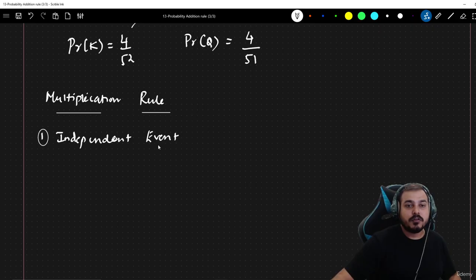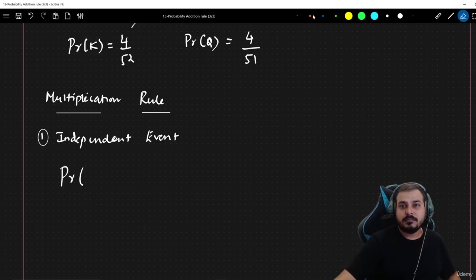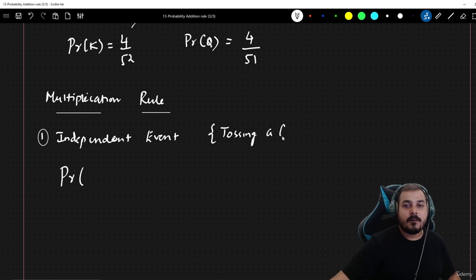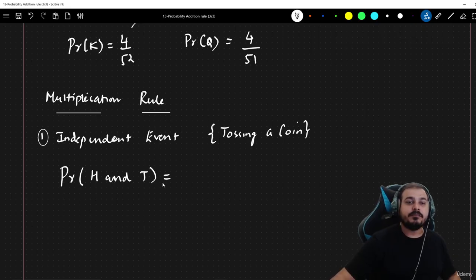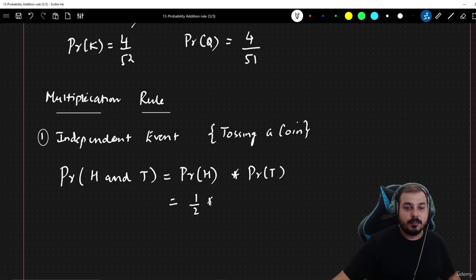Independent event. Suppose I ask what is the probability of, let's take the same example, tossing a coin. Now suppose my question is: what is the probability of getting a head and then getting a tail? At that point, the multiplication rule for an independent event becomes probability of H multiplied by probability of T. So what is the probability of H? 1 by 2 multiplied by 1 by 2, which is nothing but 1 by 4.